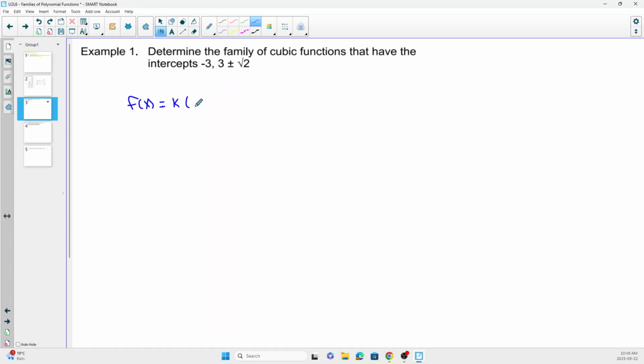If the solution is x minus 3, the factor is x plus 3. This is 2 solutions, 3 plus √2 and 3 minus √2. So I'm going to have x, now the 3's are both positive, that's why I'm putting minus 3 plus √2 and x minus 3 minus √2. Okay, so I've written them in factored form.